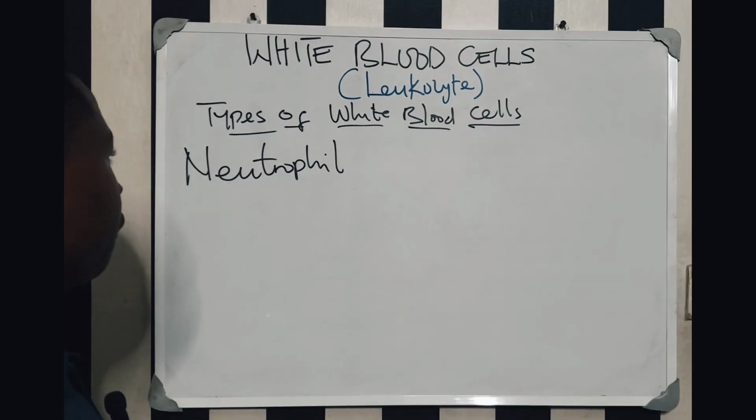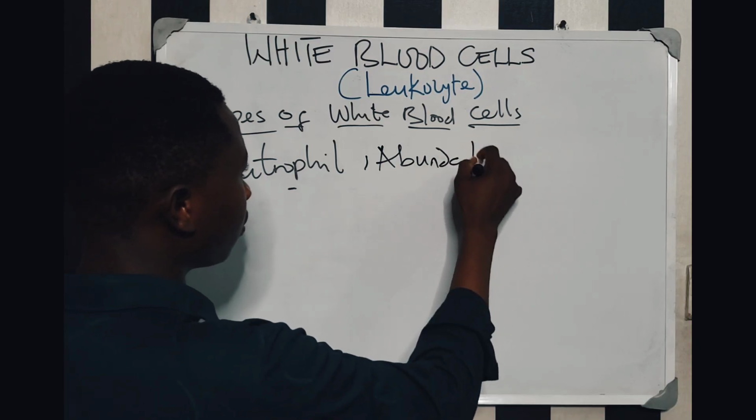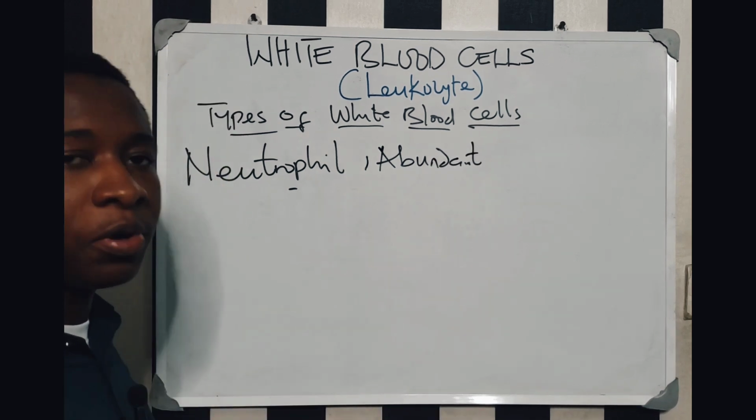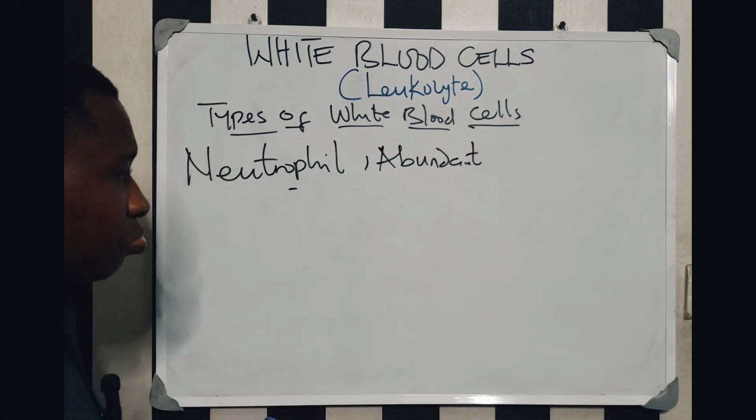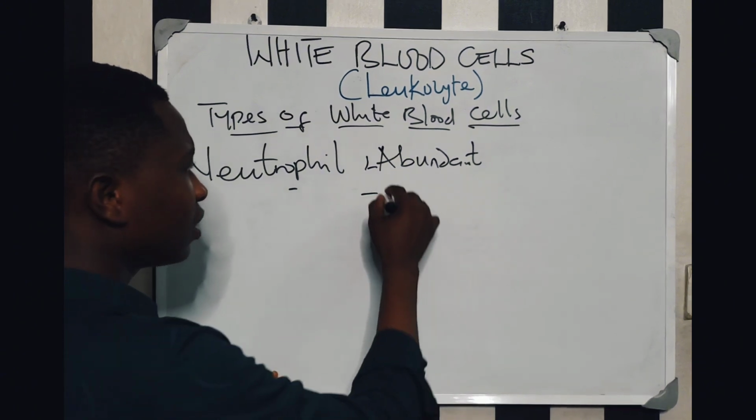Now, looking at the neutrophil. The neutrophil is the most abundant type of white blood cell. Now, one of the characteristics of the neutrophil is that it is multi-lobed.